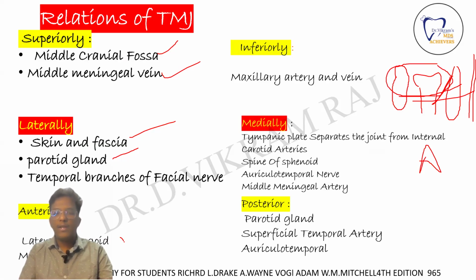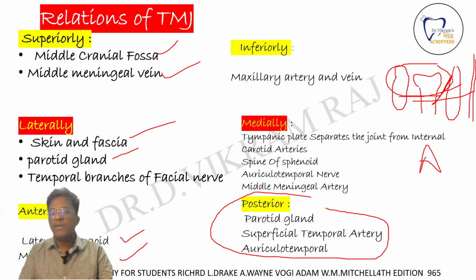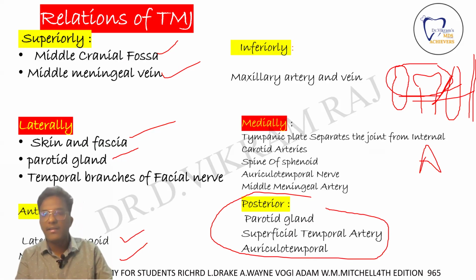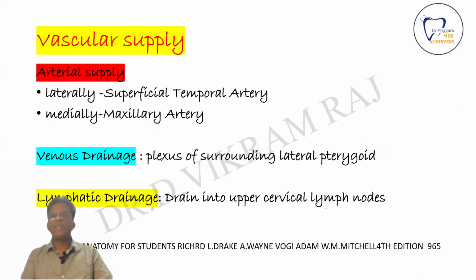Anteriorly, it is the lateral pterygoid and masseteric nerve, and posteriorly, it is the parotid gland, superficial temporal artery, and auriculotemporal nerve. See, without knowing these relations, if we are doing any kind of surgery and it causes damage, definitely it is going to land up in a medical emergency in dental practice. So we have to be very cautious about each and every treatment.